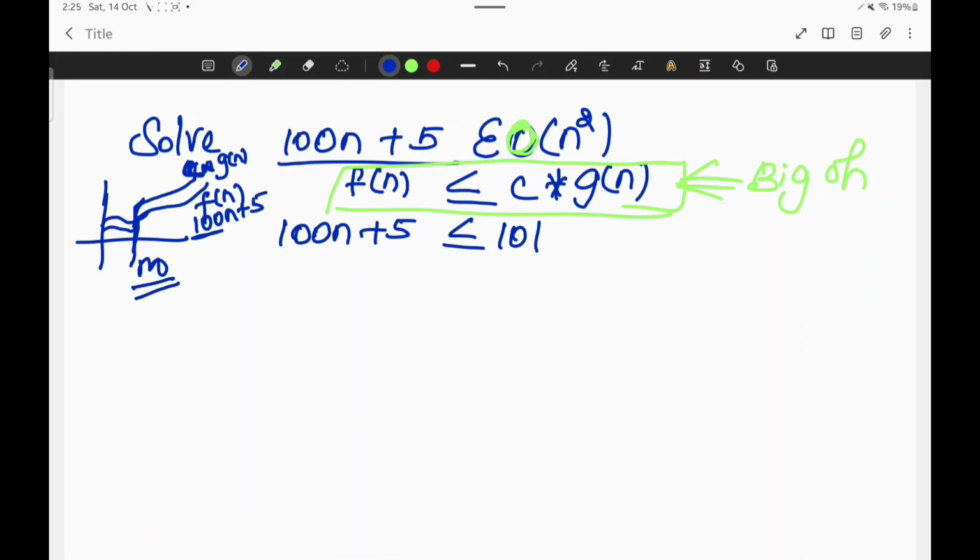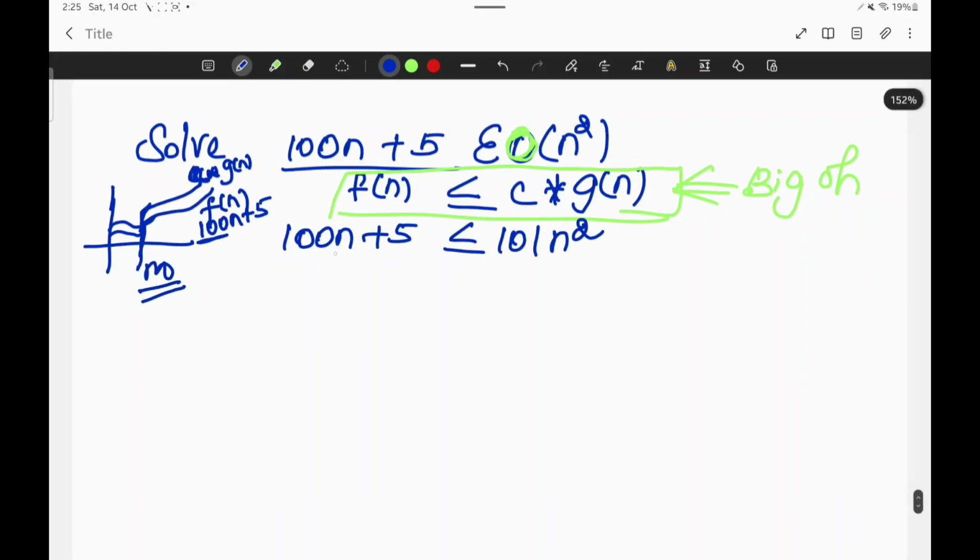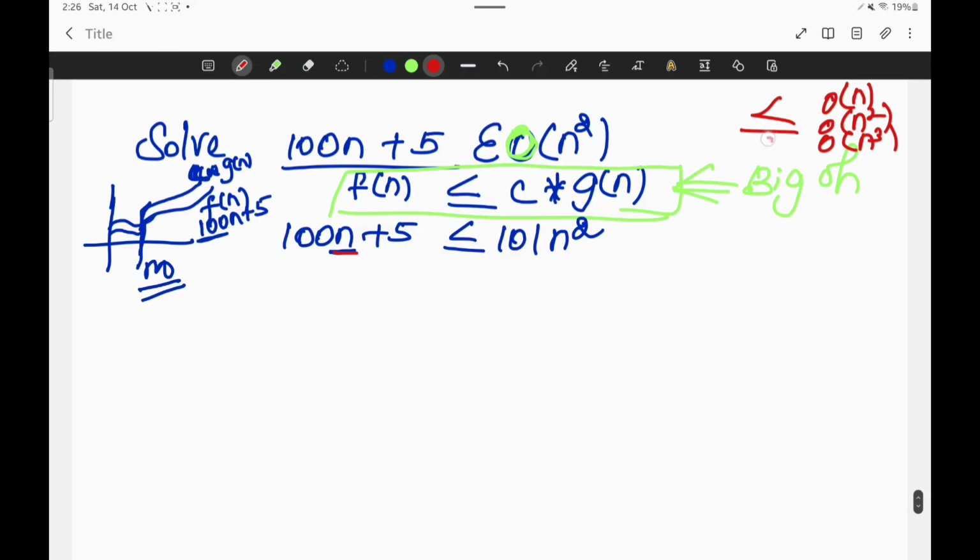What is g of n? Already they have given it in the problem. So g of n is nothing but n squared. So the problem is 100n plus 5 less than or equal to 101 n squared. So n should be less than or equal to n squared, and that belongs to big O. So it may be n or n squared or n cube, which is equal to or greater than. Then the function is valid.